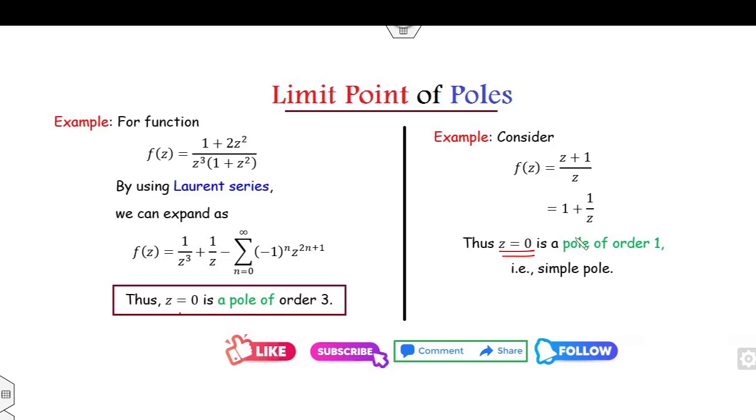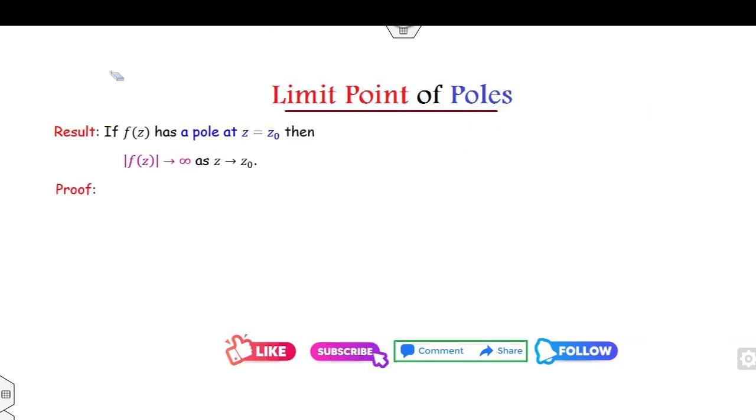Now, based on these poles, you can see z0 is my pole. If you closely look at the function, what is the value at the point z is equal to 0? Can you say the function value? Clearly, it will go to infinity, or it's a 0 by 0 form. The first result says if f of z has a pole at the point z is equal to z0, then the function value will go to infinity as z approaches z0.